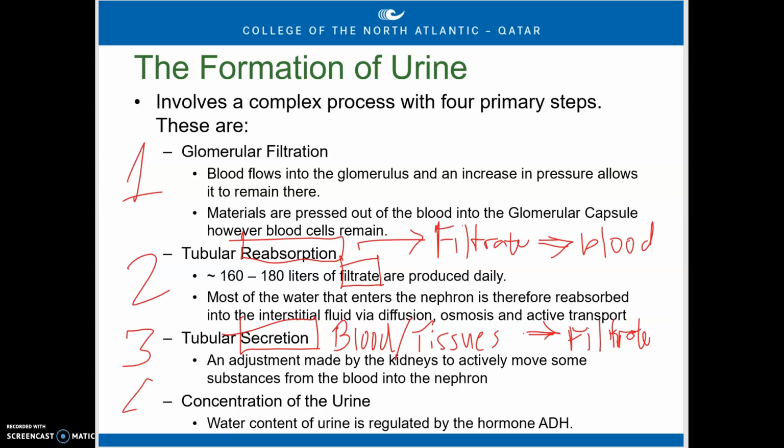And then the fourth step here is going to be the concentration of the urine. So before the urine leaves the nephron and gets into the collecting duct, the water content of the urine is going to be monitored closely. We don't want to lose a lot of water. We want to keep as much as we can. And we'll also regulate a few other things on the end there to help our blood pressure, to help our fluid balance, and so on and so forth. And a lot of that is going to be regulated by the hormone antidiuretic hormone, that we learned is produced by the pituitary gland.